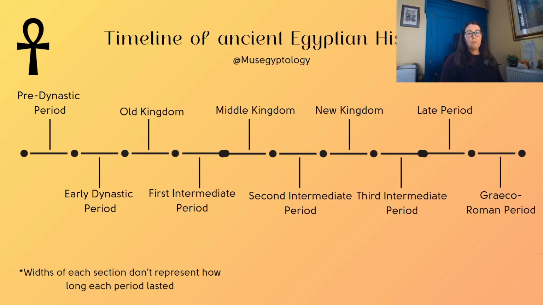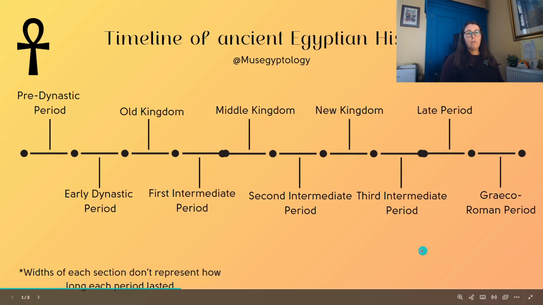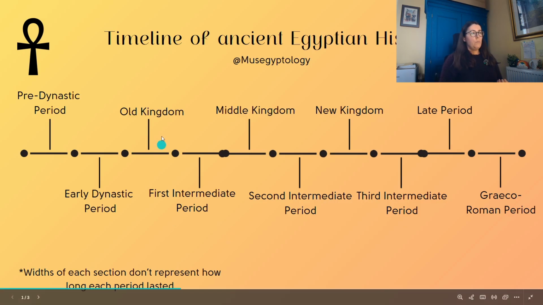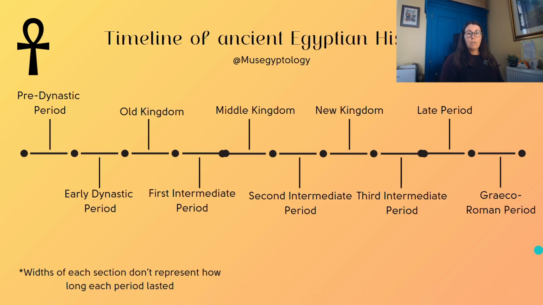Sometimes there are other subdivisions, such as the Ramesside period and the Amarna period, both taking place within the New Kingdom. So let's define these labels. These terms represent the general political situation happening throughout Egypt at those times.